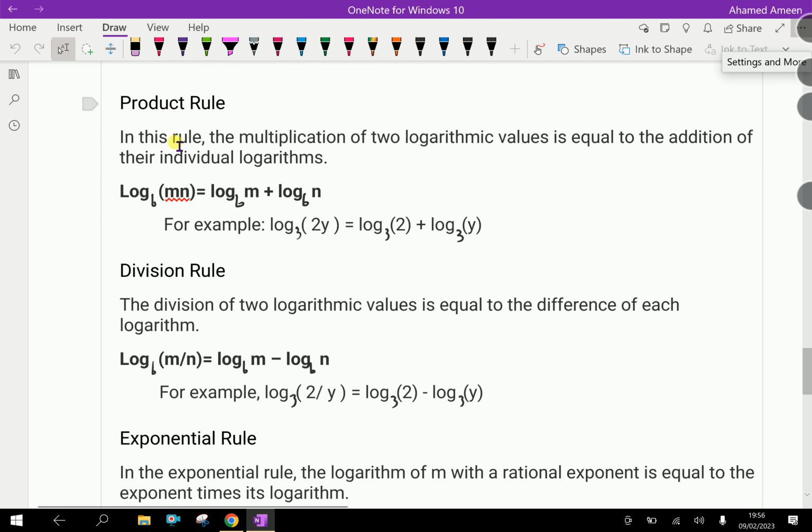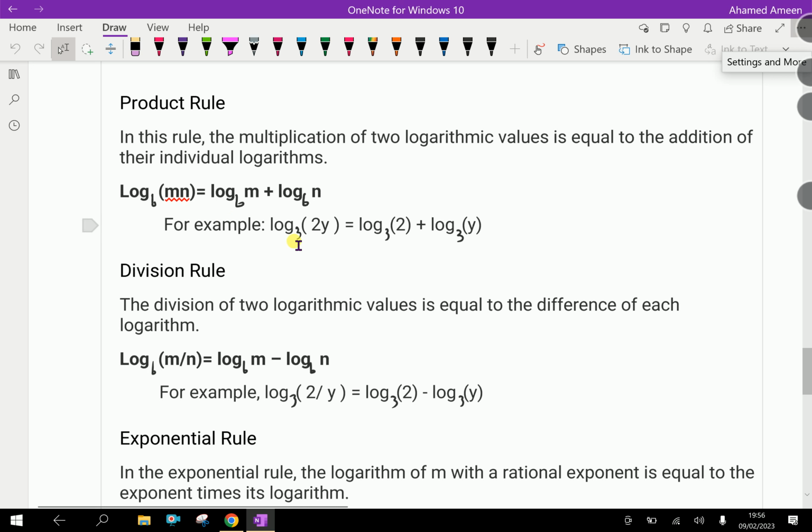Here is the product rule. In this rule, the multiplication of two logarithmic values is equal to the addition of their individual logarithms. Look here, log base b of mn, that is the product of m and n, gives log of m base b plus log of n base b. That means multiplication of two numbers becomes addition of those numbers with the same logarithmic base.